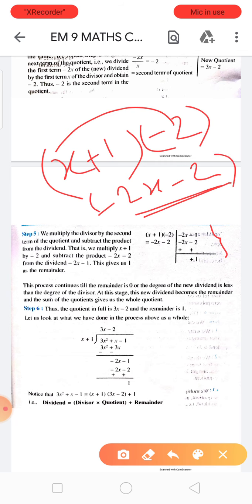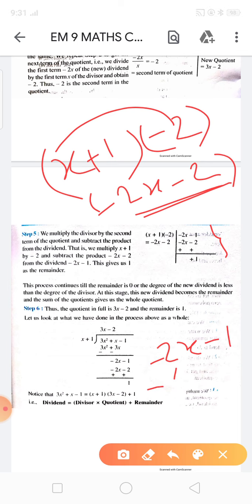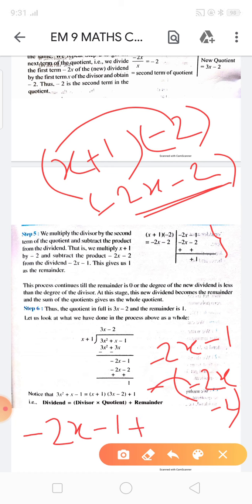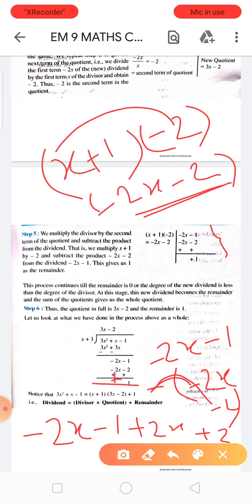subtracting this step from our dividend, we write minus 2x minus 1 subtracted from our dividend, minus 2x. When we open the bracket, we get minus 2x minus 1 minus minus. Here minus into minus means plus 2x, and again minus into minus is again plus 2. So we write here plus plus.